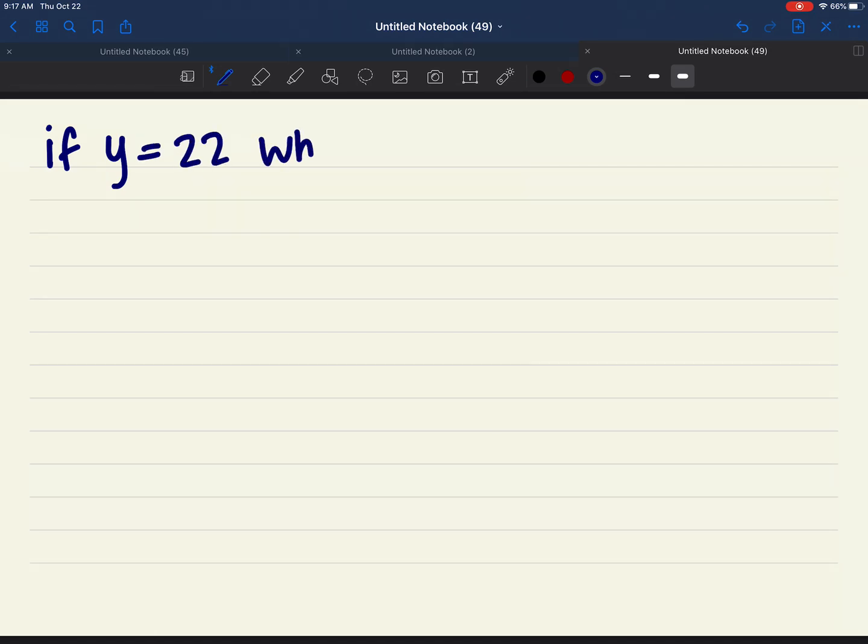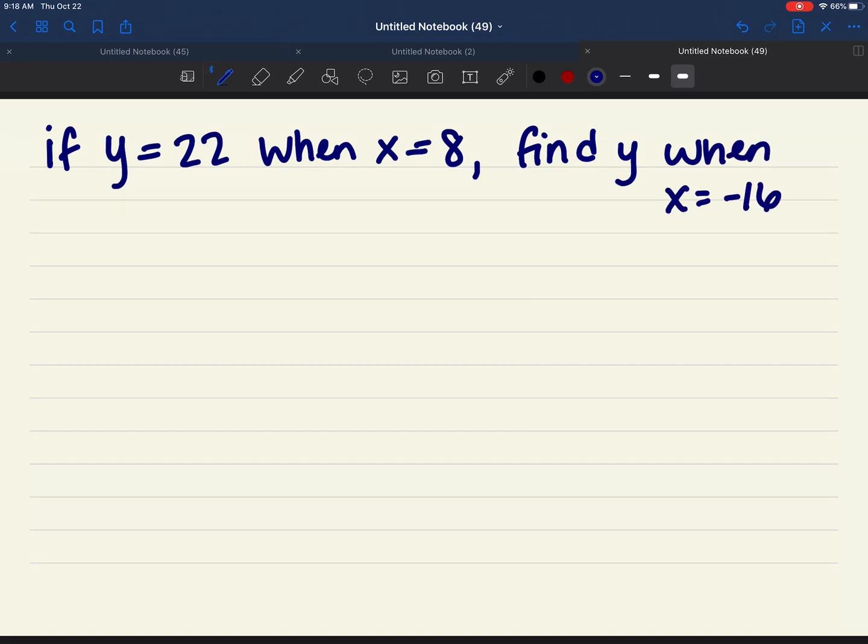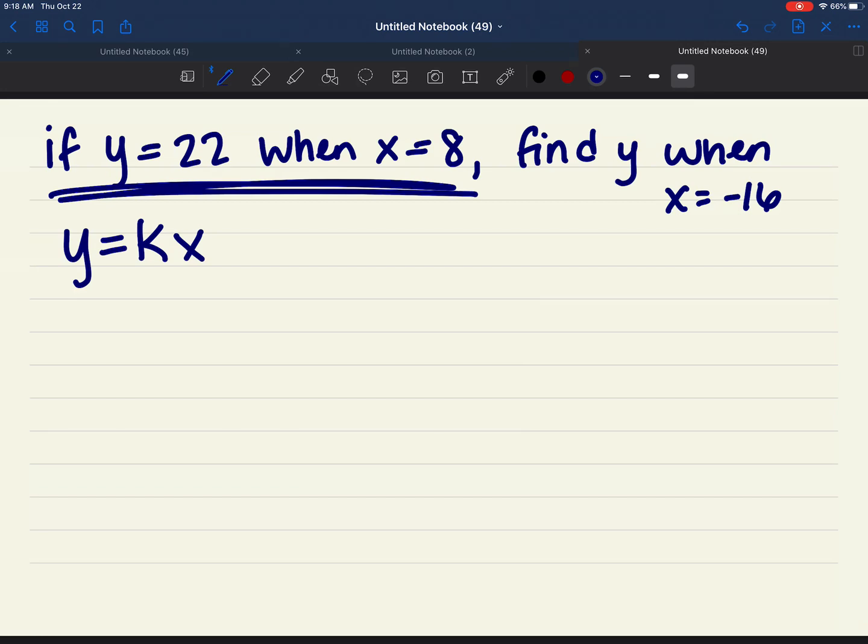Okay, we're going to solve if y is equal to 22 when x is equal to 8. We want to find y when x equals -16. Okay? Now, what's the equation I gave you at the very beginning of class today for direct variation? Okay? So, the first thing it gives you is what you're going to use. What do you think you're going to plug in for y and x?